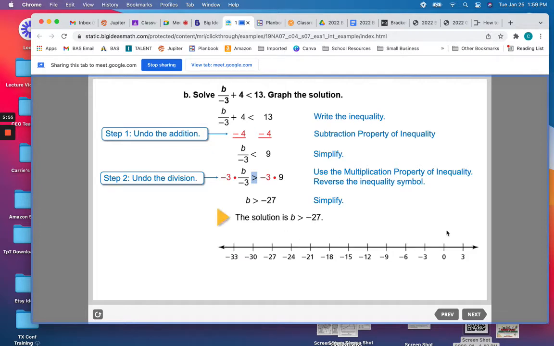So again, draw a number line. You can put a 0 and then just go way over here and put a -27. You don't have to put everything in between. And are we doing an open circle or closed circle? Open, because it's not equal to.